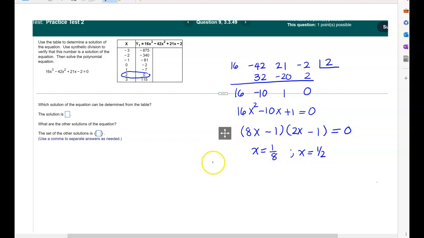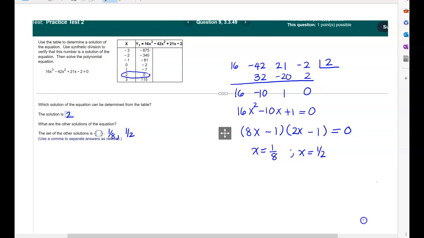Okay, so now let's take a look at how we would answer the question here. Which solution of the equation can be determined from the table? The solution is 2. So it's looking for the x coordinate. Now, what are the other solutions to the equation? The other solutions are these values here. So you have the 1/8 and the 1/2. Okay. Next, what about if you cannot factor it?